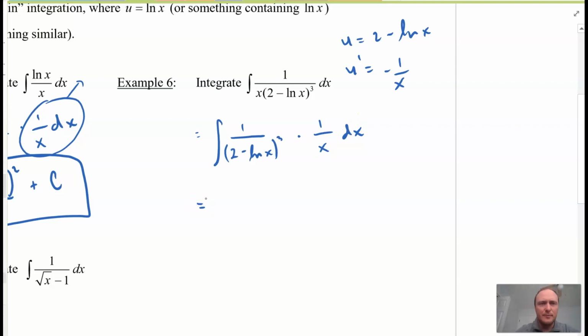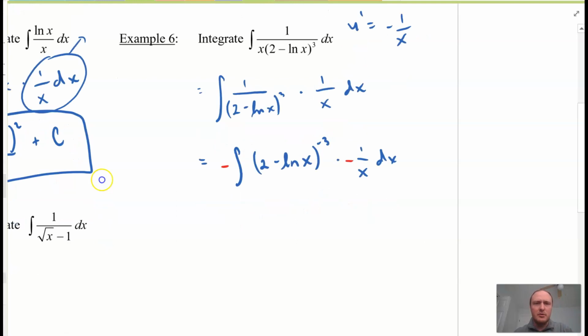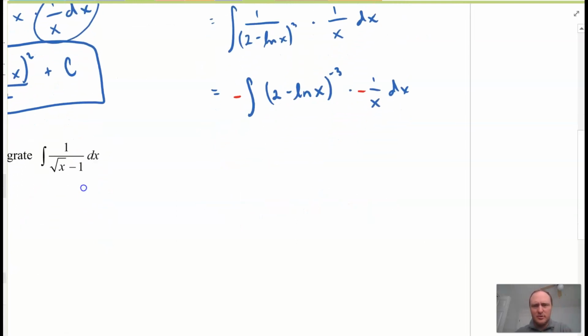So what I have to do is, first, I'm going to rewrite this. 2 minus natural log of x to the power of negative 3 times 1 over x dx. Okay, and I need that 1 over x to be negative, so I'm going to introduce a negative, and you have to balance it. So I'll balance it on the outside. So I just introduced 2 negatives, right? So it's equivalent. Okay, so look, I have the hook. Here's the hook. When I integrate, that's going to go away.